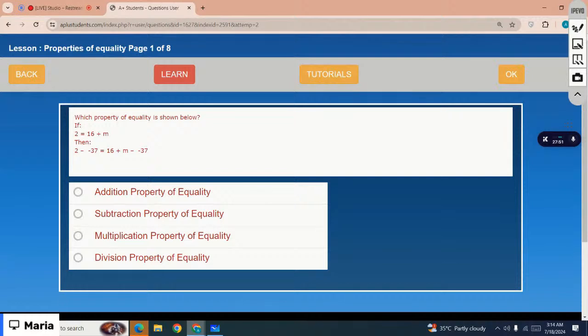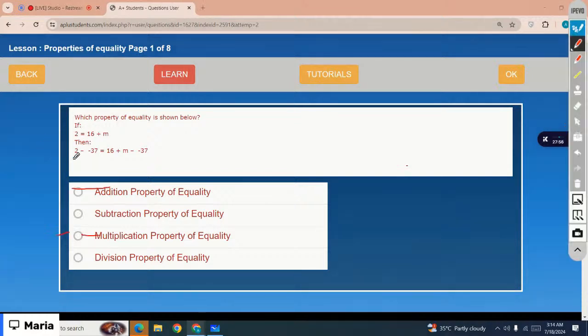Which property of equality is shown if 2 equals 16 plus m, then 2 minus negative 37 equals 16 plus m minus negative 37? So you are subtracting negative 37 on both sides, right? When you do the same thing on both sides, like add, subtract, multiply, or divide, that keeps the equation balanced. So that is the subtraction property of equality. You are subtracting the same number from both sides. Got it?